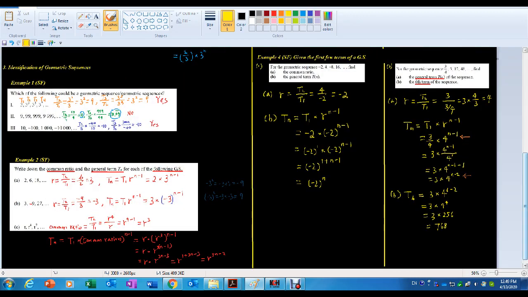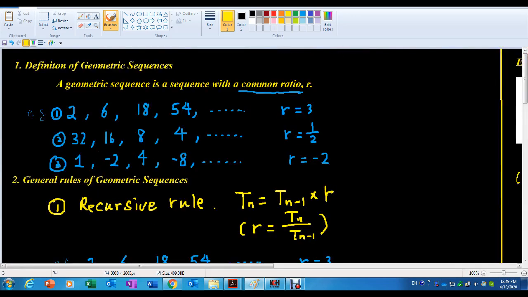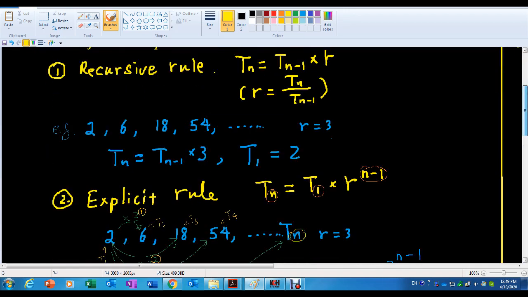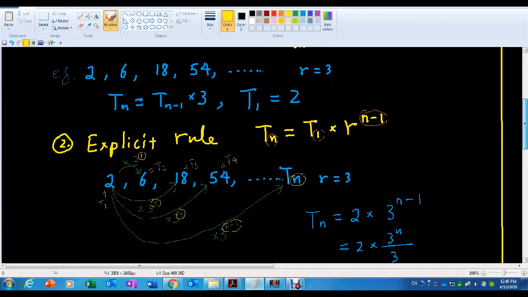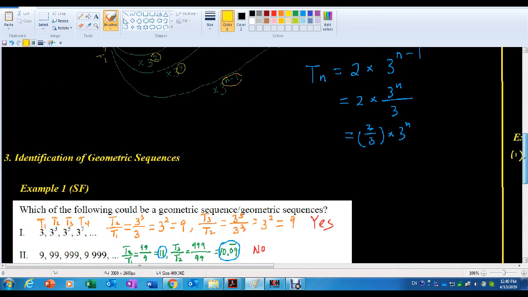What we have done in this video: we've learned the definition of a geometric sequence. It's a sequence with a common ratio R. We've learned how to find the common ratio by using a term divided by its previous term. And we have established the explicit rule as Tn equals the first term times the common ratio to the power n minus 1. We've also done some simple familiar questions.